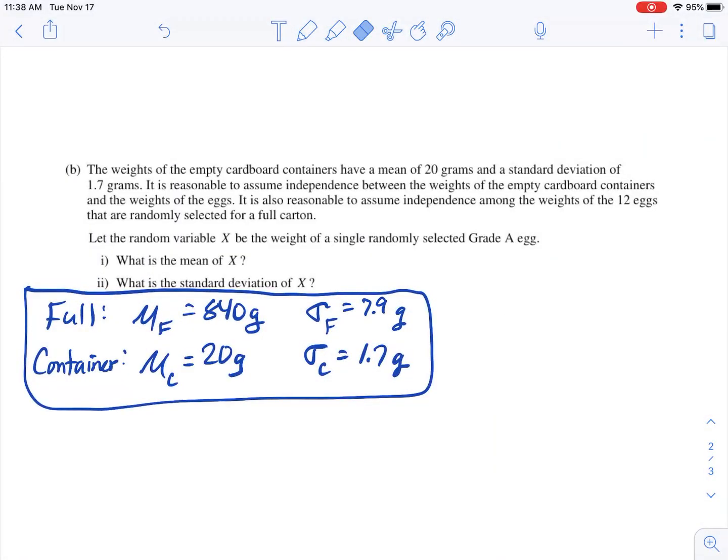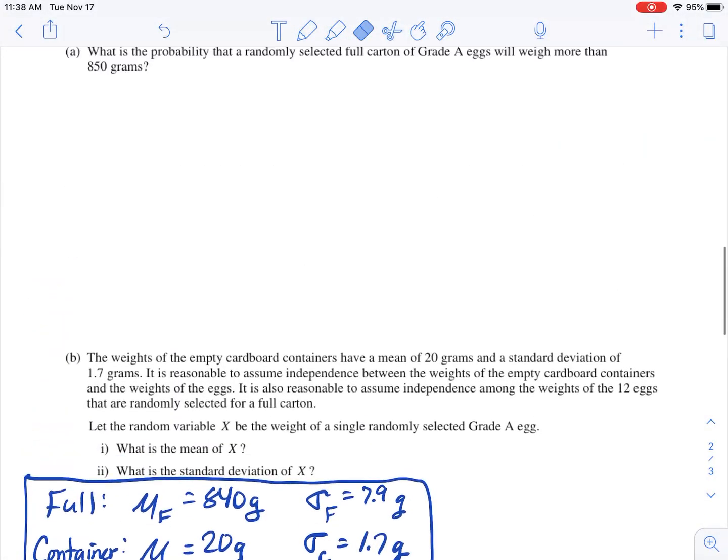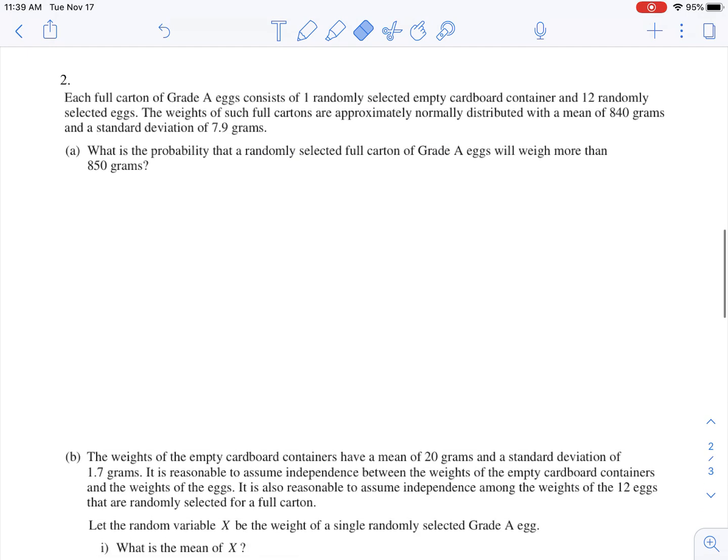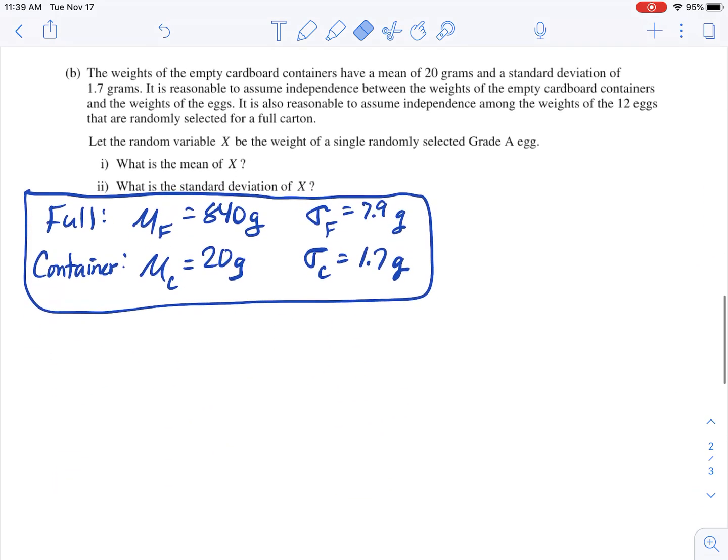All right, I'm going to walk you through part B of this egg problem that we mentioned in class. Part A was a normal distribution problem. I think most of you did pretty well with that. But let's go to part B.